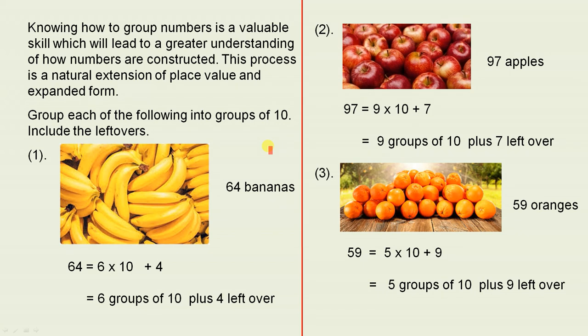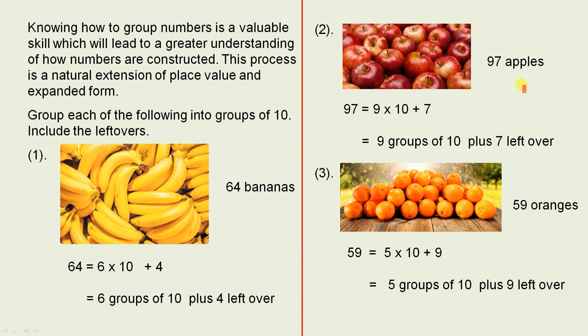Group each of the following into groups of 10. Include the leftovers. So for example 1, if we include 64 bananas. Now we saw earlier how 64 was 6 times 10 plus 4, which is 4 ones. In other words, 6 groups of 10 plus 4 left over. So we don't have enough to make an extra group of 10 because there are only 4 left over.